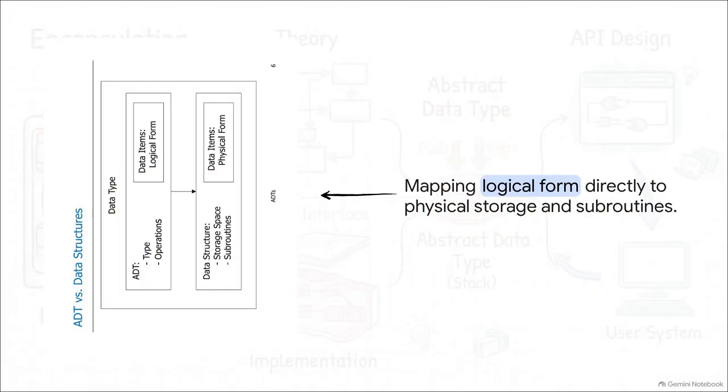Following the flow here, at the top, we have our abstract data type, made up of its logical data items and abstract operations. That maps directly down into the data structure. The logical data form becomes physical storage space, and those abstract operations become physical subroutines. It is a perfect one-to-one translation from concept to code.